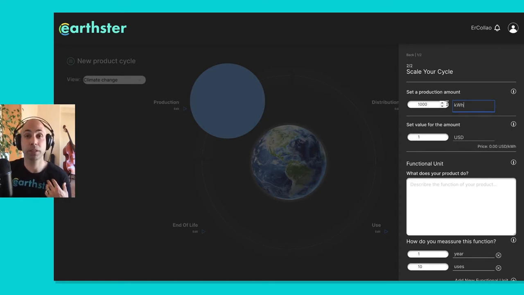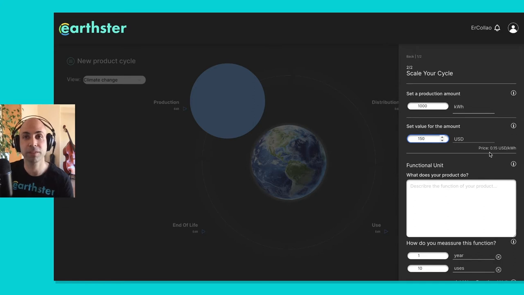If I were doing a printer, I could say how many printers I produce per day or per year, or I could say one printer if I have the data for that. Typically, we have data for this type of units. So it's good to acknowledge this unit, and it's a type of functional unit in a way. Then one that's very convenient is economic units. So the value of that amount, and now I'm going to put, I don't know, $150, and you can see that it calculates the price for me to double check, is this really the value?